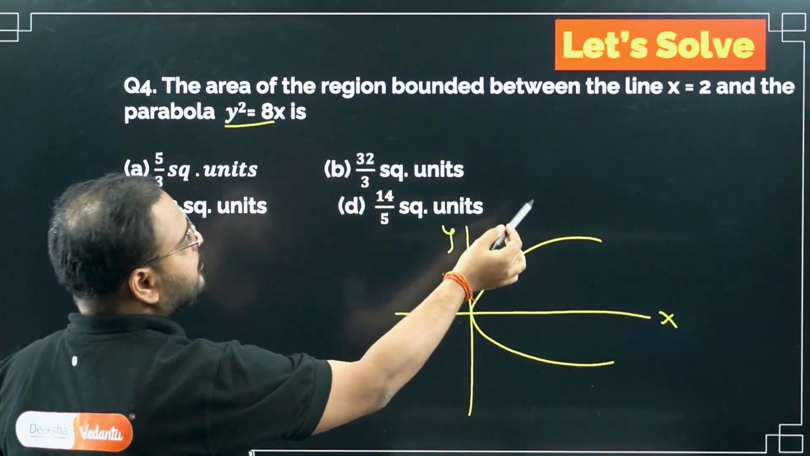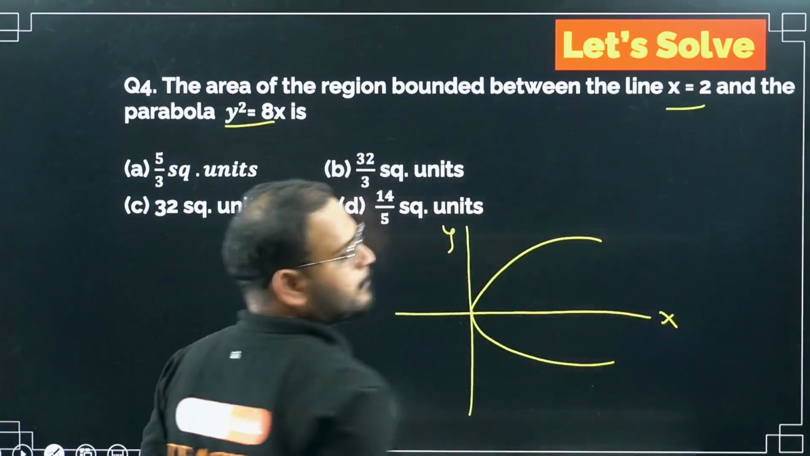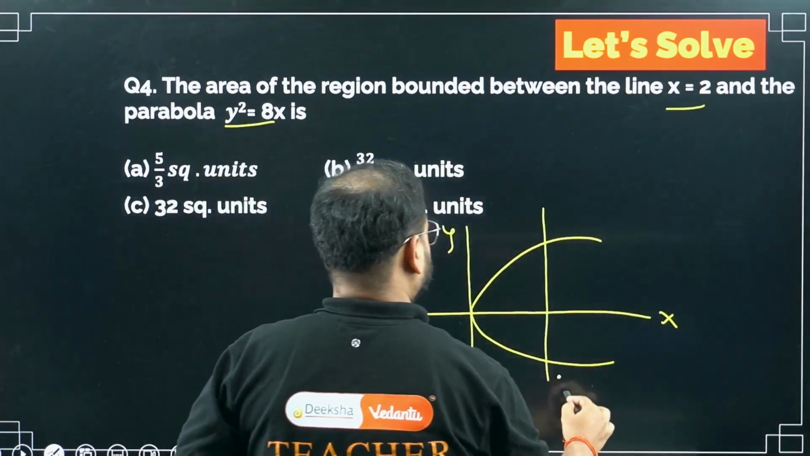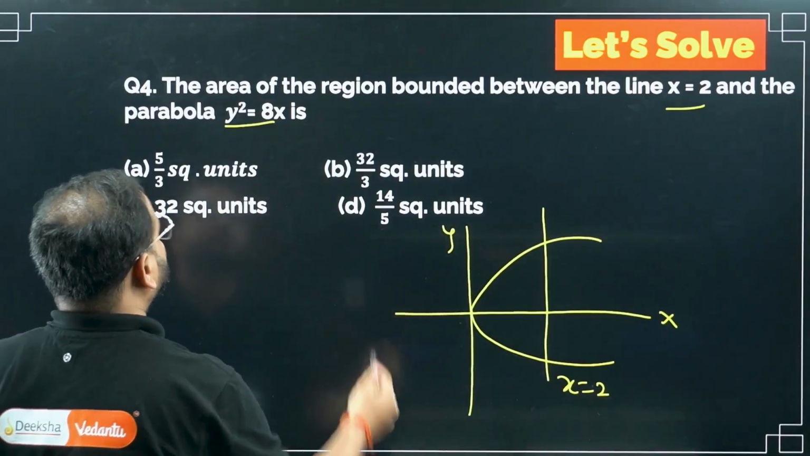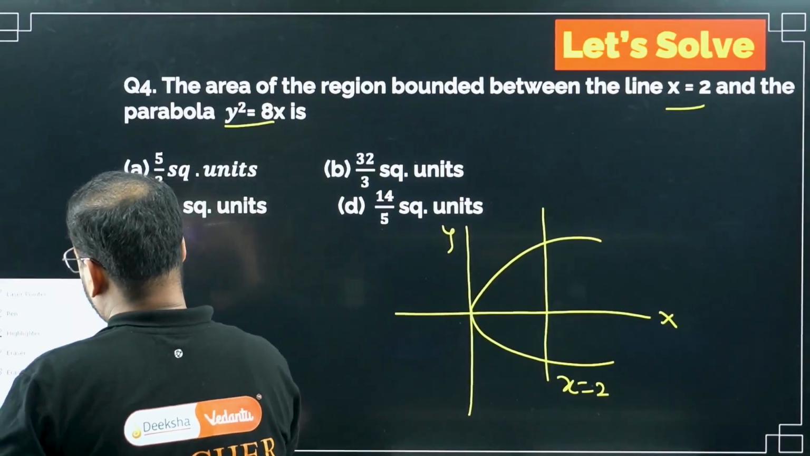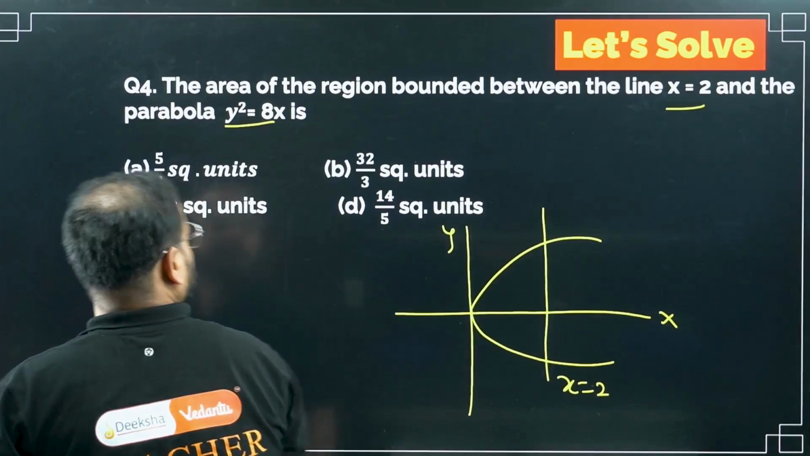And x equal to 2 means what? A line like this. Okay, area of the region bounded by these two means what? What is the area? This is the area.